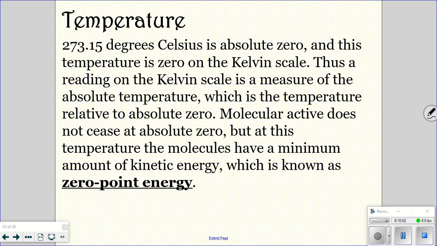Molecular activity does not cease at absolute zero, but at this temperature the molecules have a minimum amount of kinetic energy, which is known as zero point energy. So it doesn't mean that nothing is moving, it's just a very, very small amount of kinetic energy there. So your formula is K equals C plus 273. You may want to write that down with your formulas. K equals C plus 273.